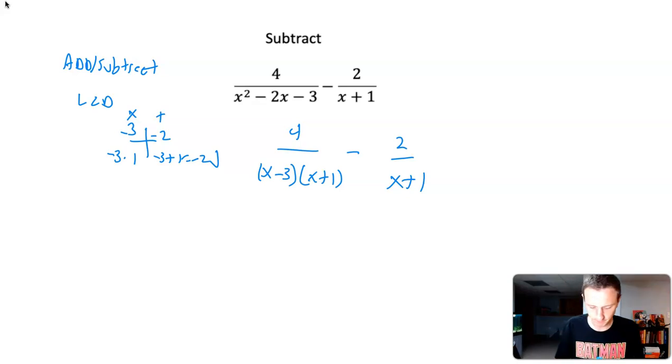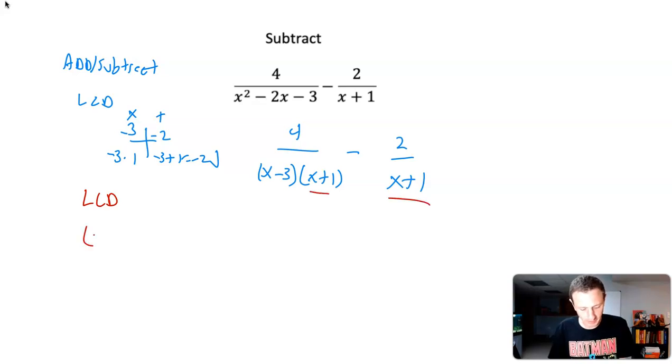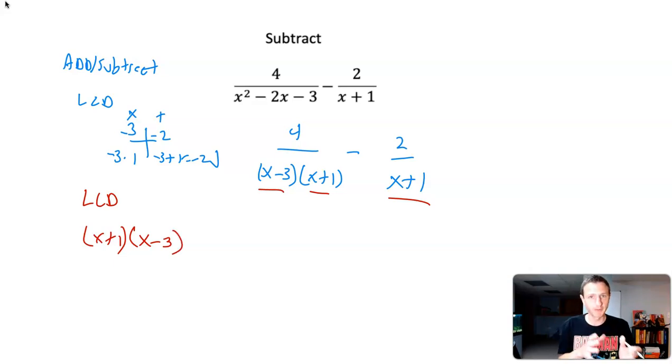All right, cool. So now talking about the LCD, we notice that they both have x plus 1. So my least common denominator is going to have an x plus 1 factor. And then this one has the x minus 3. So we know our LCD has to have an x minus 3 because the denominators have to be the same. If one denominator has a certain term, they all need that term. So I need my denominators to look like x plus 1 times x minus 3. On the first fraction, I already have x minus 3, x plus 1, so that's fine. I don't have to touch that one.